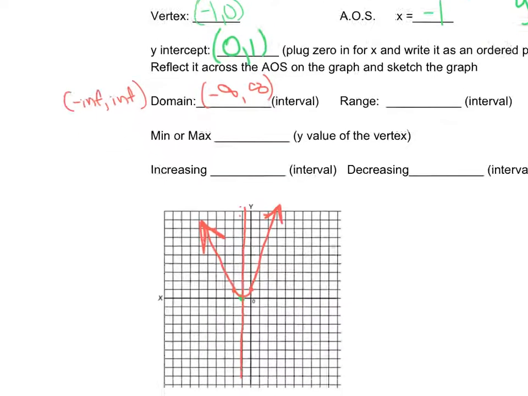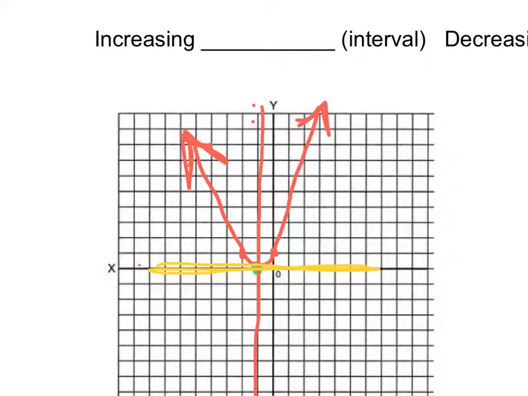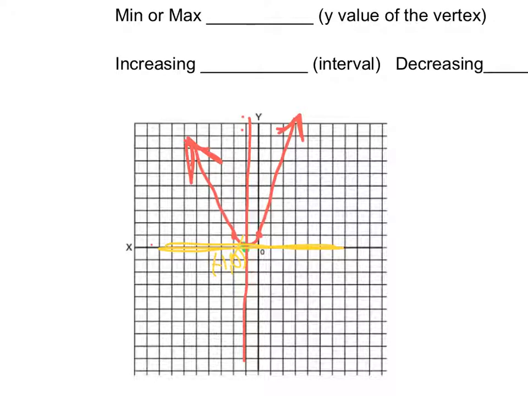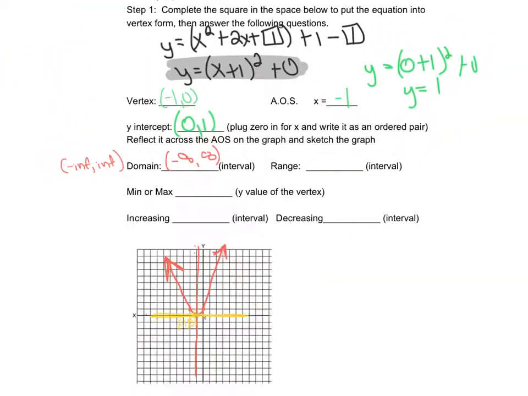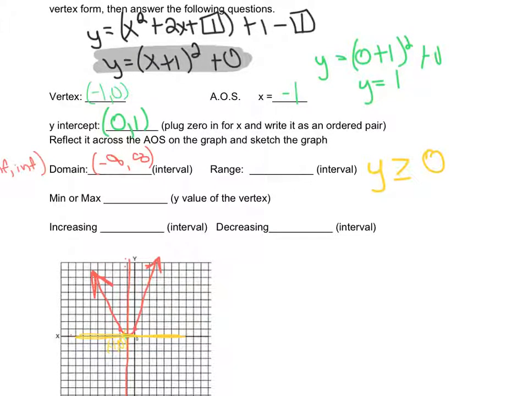Your range, if we look at it, everything is above this line right here. Everything is above, and this ordered pair here was negative 1, 0. That was our vertex. So our vertex was at negative 1, 0, which is what we had up there. So everything in the graph, all of the red parabola, is above 0. Okay, remember your range deals with your y value, so everything in your range is going to be greater than or equal to 0.